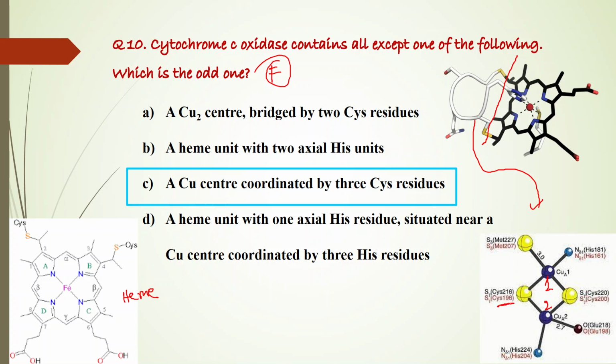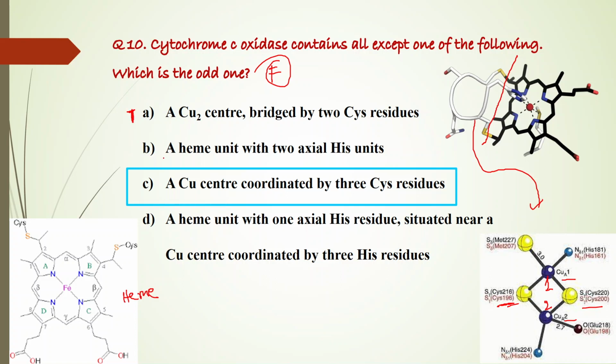There is cysteine 196 and 216 on the left hand side, and on the right hand side we have cysteine 200 and 220. That means copper 1 and copper 2 are actually bridged by cysteine residues. How many? 2 cysteine residues. Fine. So yes, the first one is a true statement.